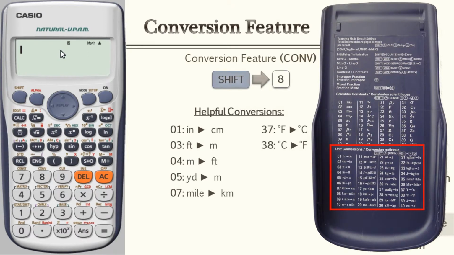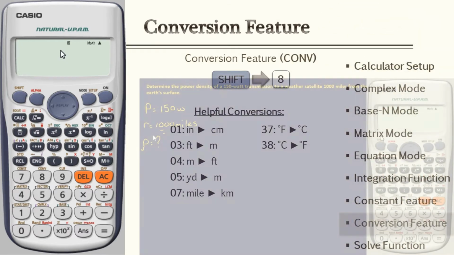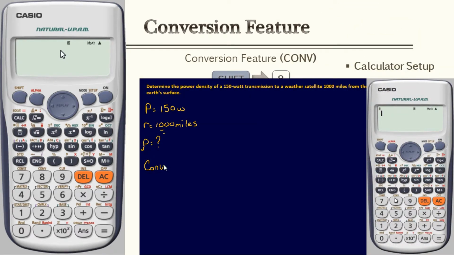Similar to the constant feature, however, it just allows you to take one unit and convert it to another one. Now, in our electromagnetic wave video, we actually converted miles to kilometers. So let me go ahead and do that same example.